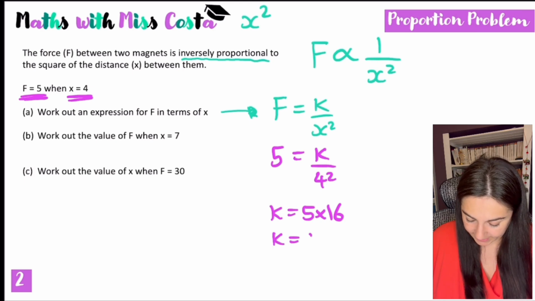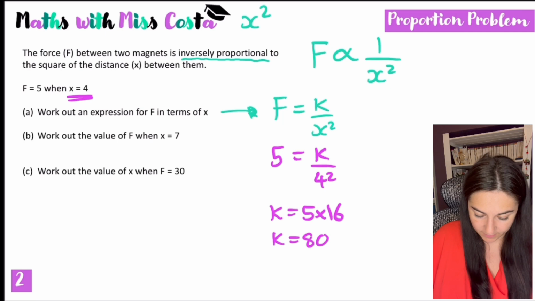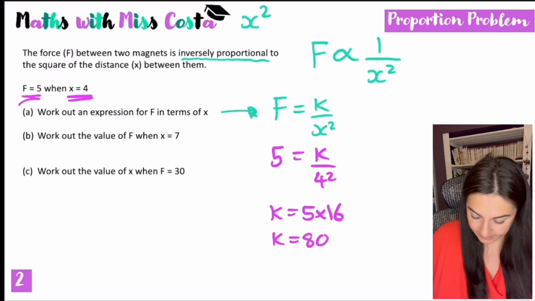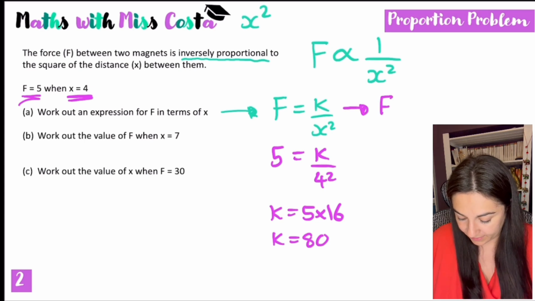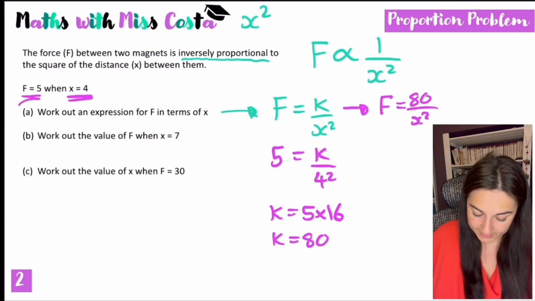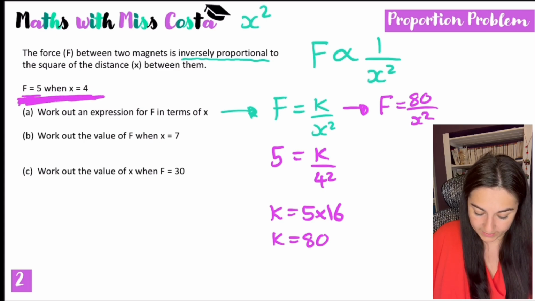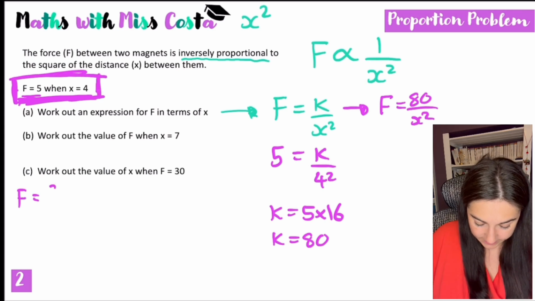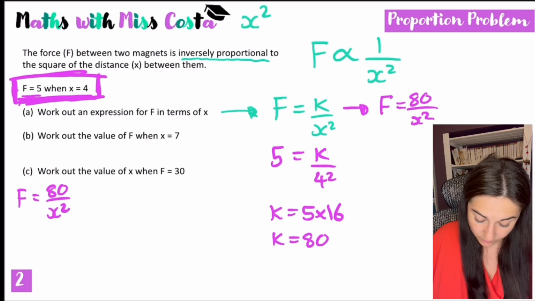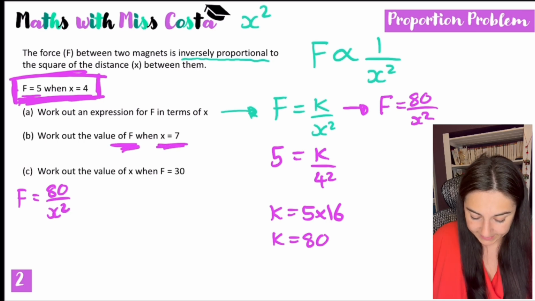So K is 80. So all I've done is I've substituted F is 5 and X is 4. So I figured out what K is. So therefore, the expression for F in terms of X would be F equals 80 over X squared. Okay, so you use the information you've been given to figure out what K is. Now, I know that the formula is F equals 80 over X squared. I need to figure out what the value of F is when X is 7. So let's substitute 7 into the equation.